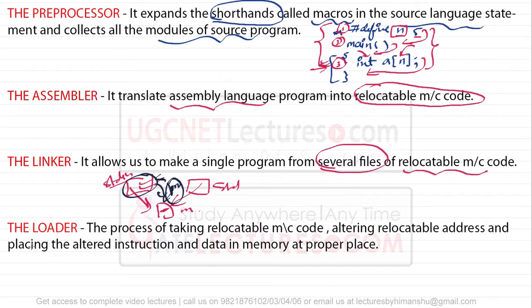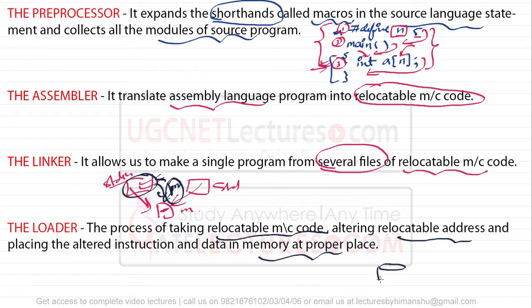Now there's a loader. When I say the loader, the process of taking relocatable machine code and loading it into memory, or altering the relocatable machine code and placing the altered instructions and data in memory at the proper place, is called loading. That is done by the loader.